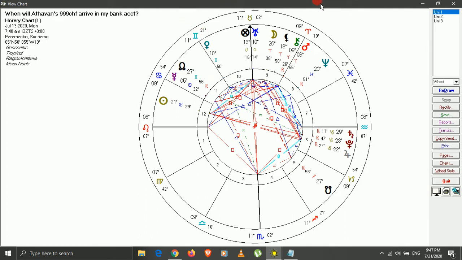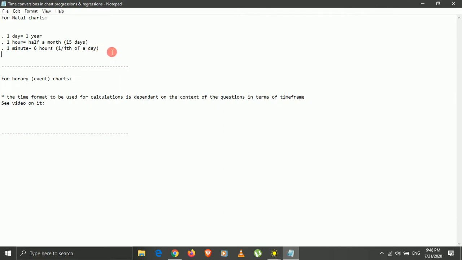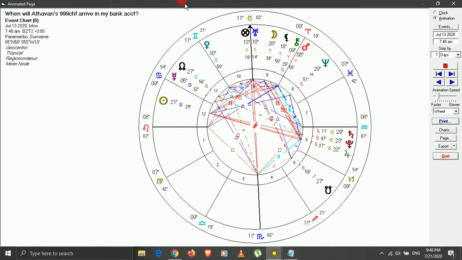So an actual day. So yeah, you need to keep that in mind, specifically so that you know exactly what time metric you need to use for chart animations. Okay, so we're going to animate this chart, and this is an event chart, so it's in real time. It's not a natal chart. So obviously, all of this stuff does not apply. One day does not equal a year. Obviously not. That would be ludicrous. Like I said, this is a horary chart, so it totally depends on the context of the question what kind of time frame you need to use. Within this context, a day means an actual day, an hour means an actual hour, and a minute means an actual minute in general.